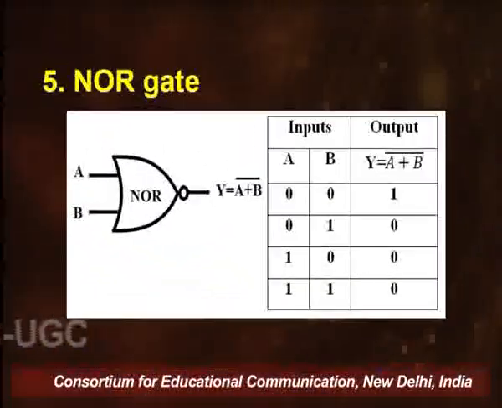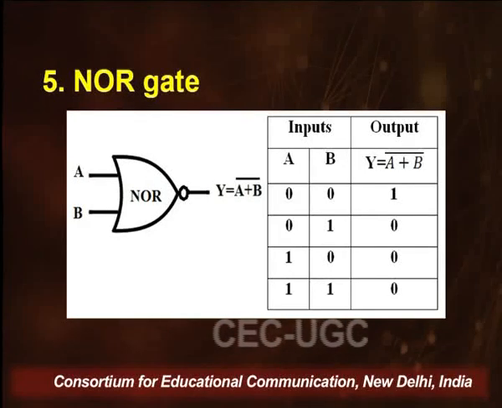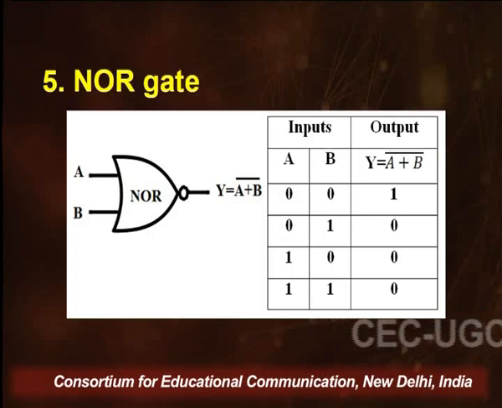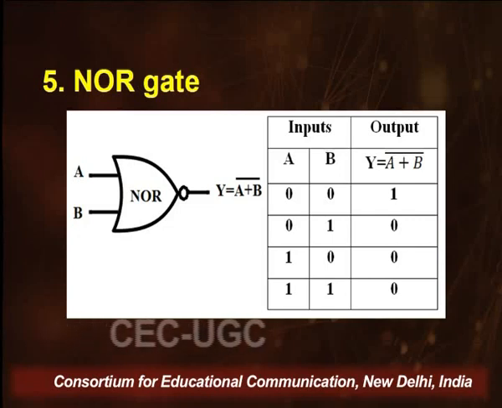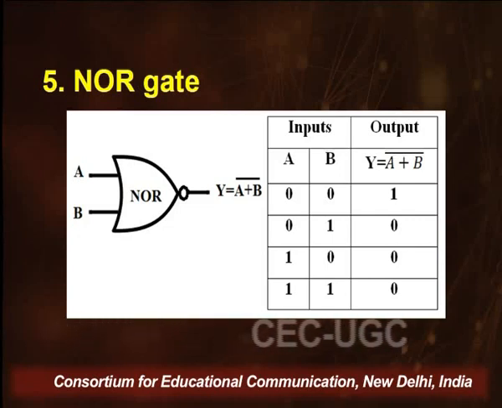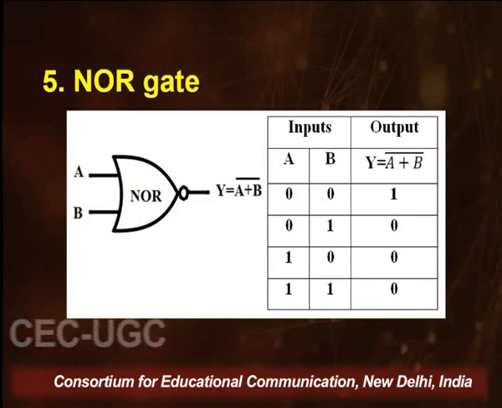Coming to the fifth one, which is a NOR gate. NOR is a combination of NOT and OR. Look at the symbol. The symbol is same as an OR gate. Again, it has a bubble in front of it. This bubble is the symbol of your inverter or the NOT gate. Minimum 2 inputs, like the previous gates. A and B are my inputs here.